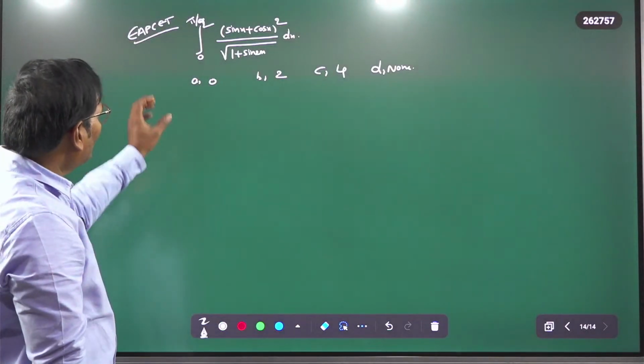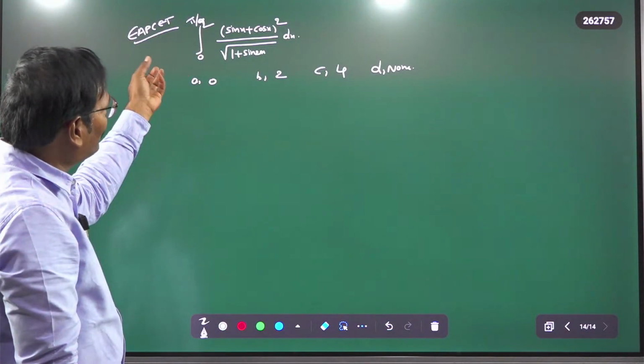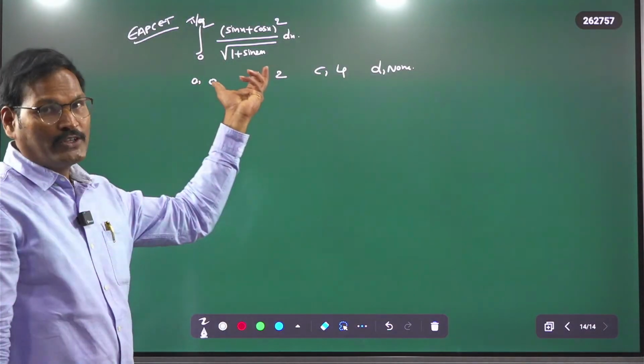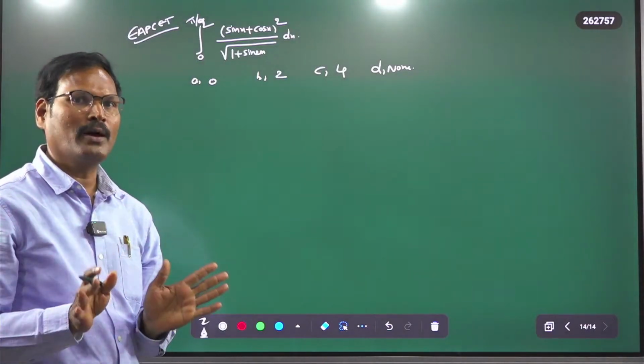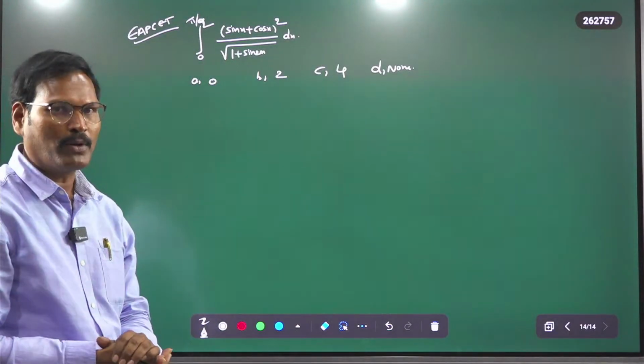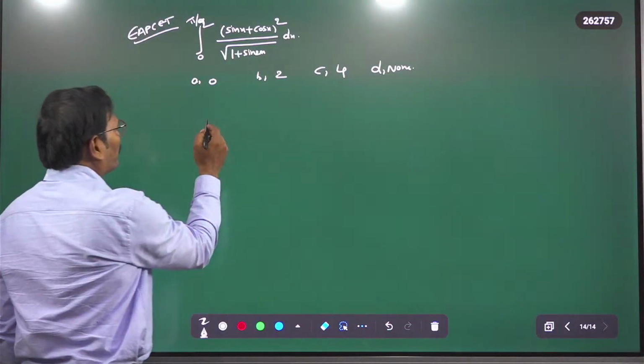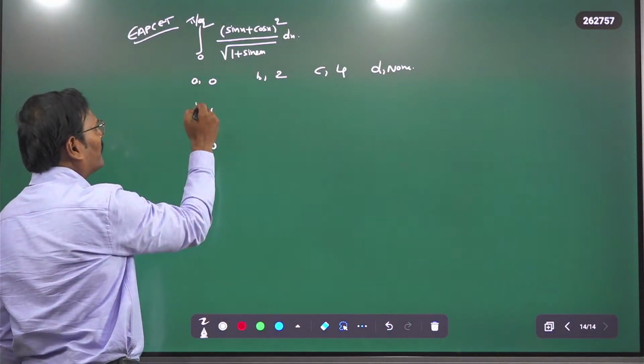So here the function is a trigonometric function, no? So we should be very careful. We have to know all trigonometric formulas, then only we can do this problem. See how I am solving this.